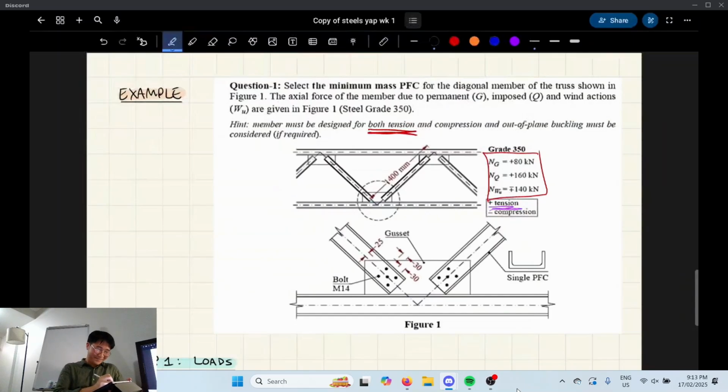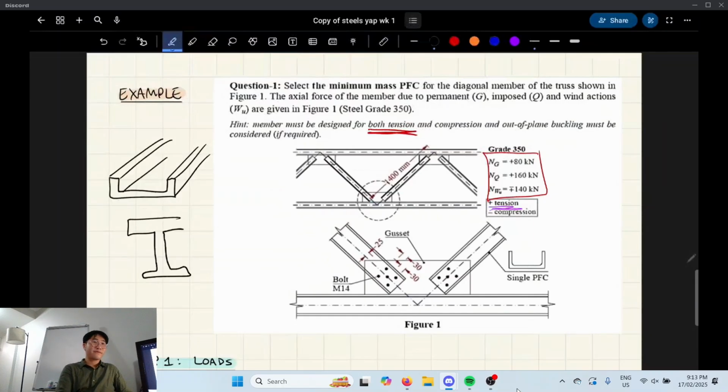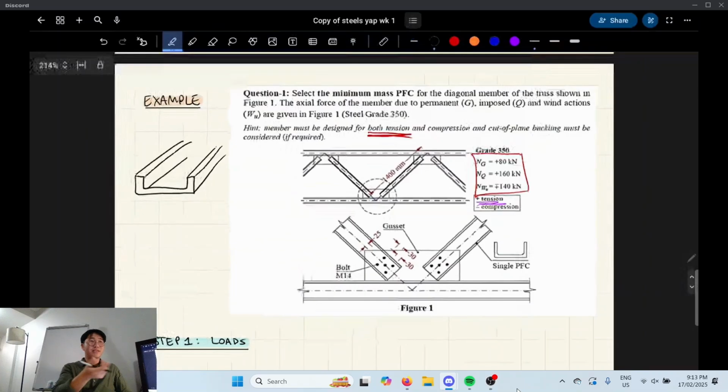Parallel flange channel. It looks like that. So C-shaped. These are pretty common for truss members. For beams, when we do flexural design, they're going to mostly look like that. And minimum mass just means the smallest one that satisfies.